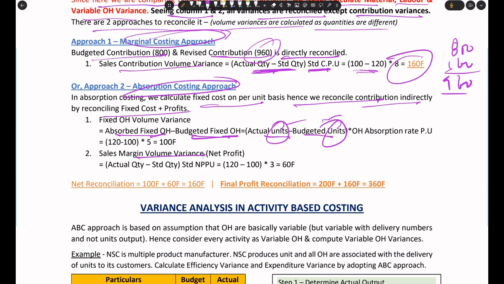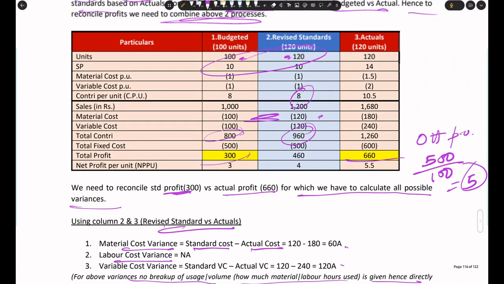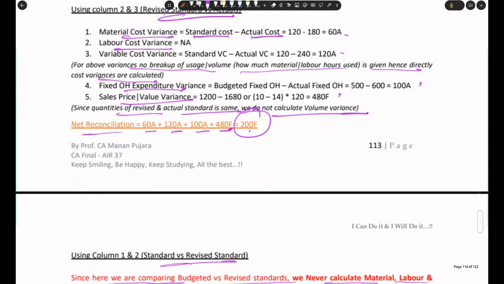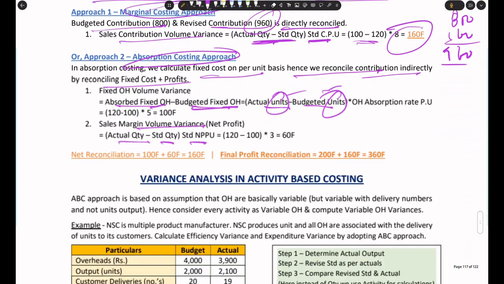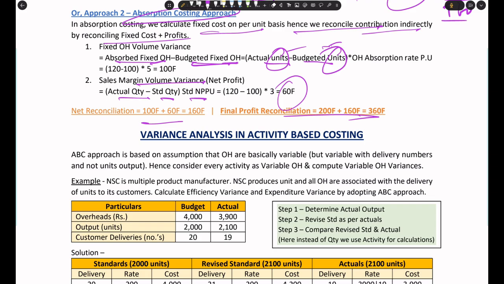Then the sales margin volume variance is equal to actual quantity minus standard quantity, into standard net profit per unit. Actual quantity minus standard quantity is 120 minus 100, into standard net profit per unit, which is 3, as given. That is 60 favorable. So the net reconciliation is 100 favorable plus 60 favorable, equal to 160 favorable. So the final reconciliation is 360. Then various analysis in activity based costing.